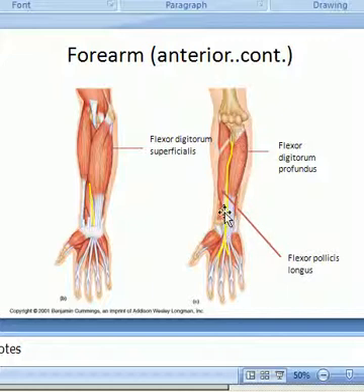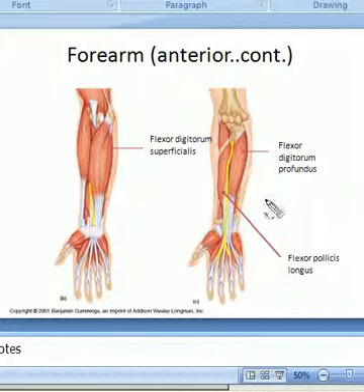It will act on the wrist, flex the wrist, and then flex all the joints of the digits. So not only the metacarpophalangeal but both interphalangeal joints, since it goes right up to the distal phalanx.